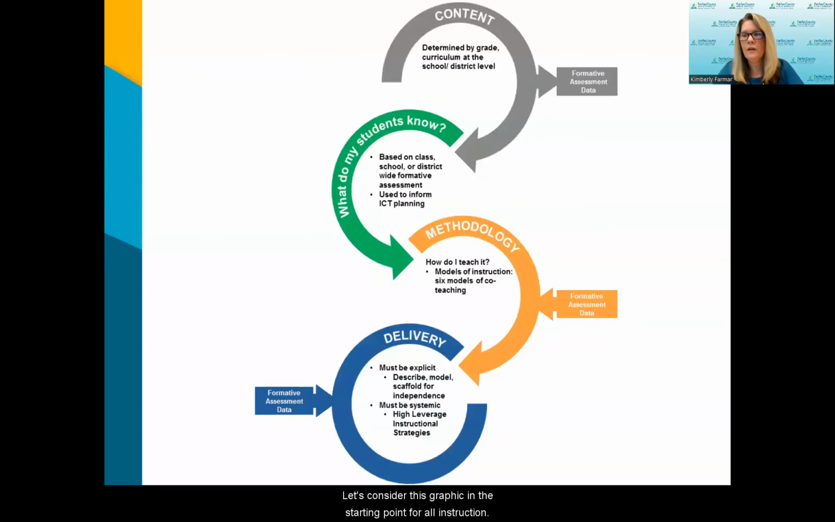Let's consider this graphic and the starting point for all instruction. We are provided content that is driven by curriculum determined by the state. Based on the curriculum, there are a variety of factors to consider at the school level. When we think about content, what do we want our students to know? How do our students access the general education curriculum? How will we teach it? Is there a practice or set of approaches that prove to be more productive or ideal for a student when acquiring knowledge or skills? What considerations will we have when designing lesson plans, and how will we deliver the instruction?